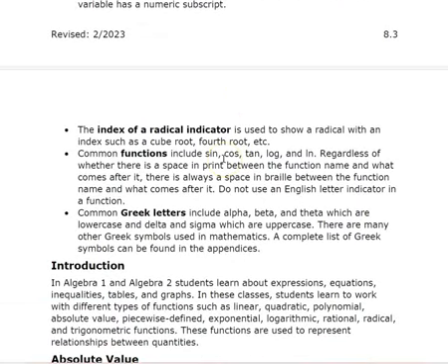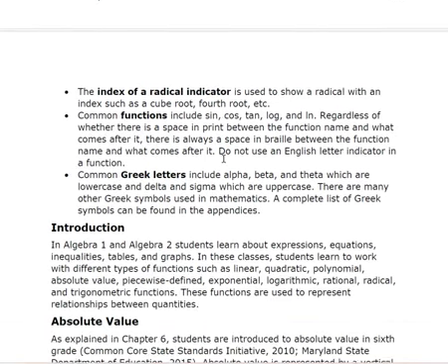The index of a radical indicator is used to show a radical with an index such as a cube root, fourth root, etc. Common functions include sin, cos, tan, log, and ln, regardless of whether there's a space in print between the function name and what comes after it. There's always a space in Braille between the function name and what comes after it. Do not use an English letter indicator in a function.